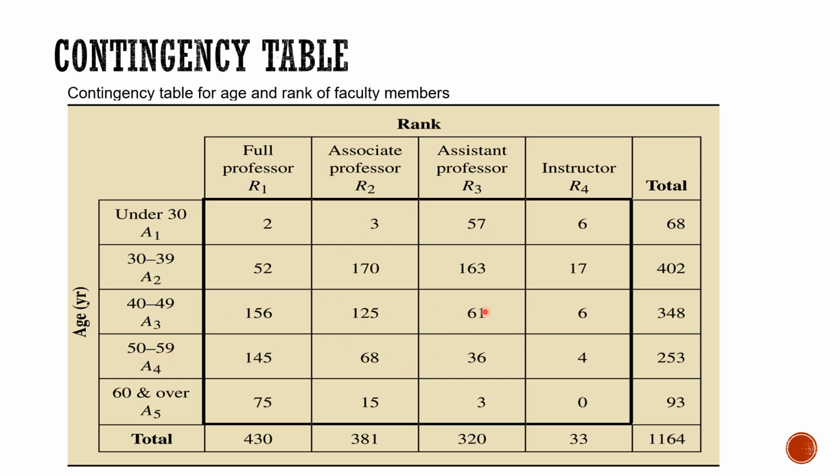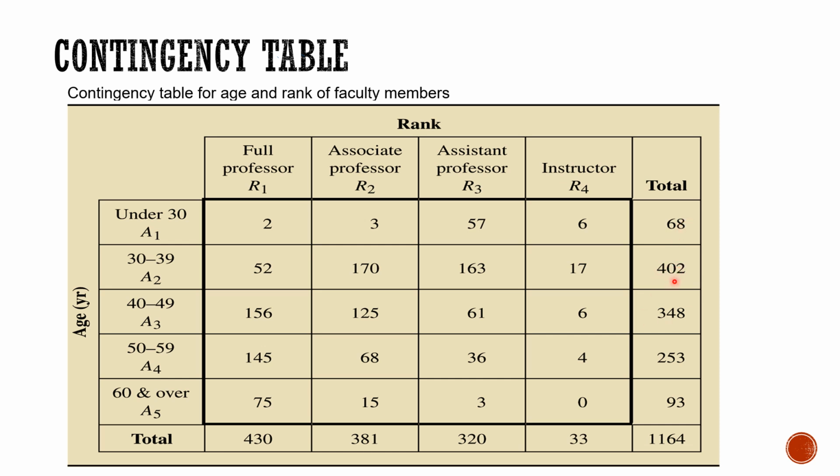Okay, so all these values represent joint values because each number describes two variables. One is the age and the other one is the rank. All right. Now the total values on the last column, as you can see, there are two totals. One is the last column total. This total is the sum total of the individual rows. So 68 is the total of all those under age 30.